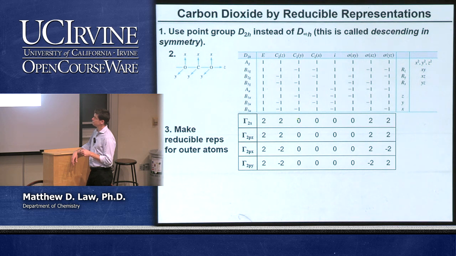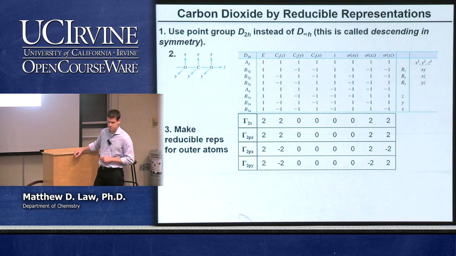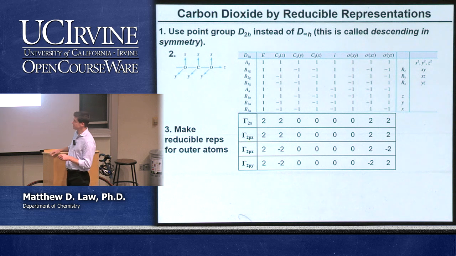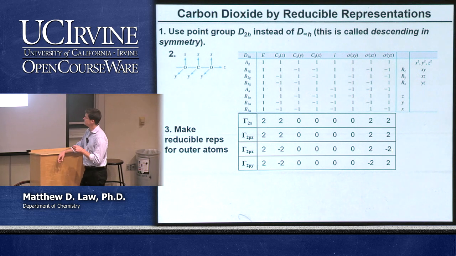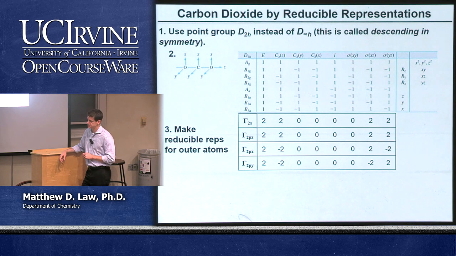The orbitals move for rotations along the y and the x-axis, so you have a character of 0. Under inversion, they move, so you have a character of 0. Under an xy reflection, they move, character of 0. Under the other 2 reflections, they don't move, so you have a character of 2 for both. Okay? And you go through and you do the same thing for the p orbitals, the 3 different kinds of p orbitals, and you're going to get these particular reducible representations for those 3 kinds of p orbitals.